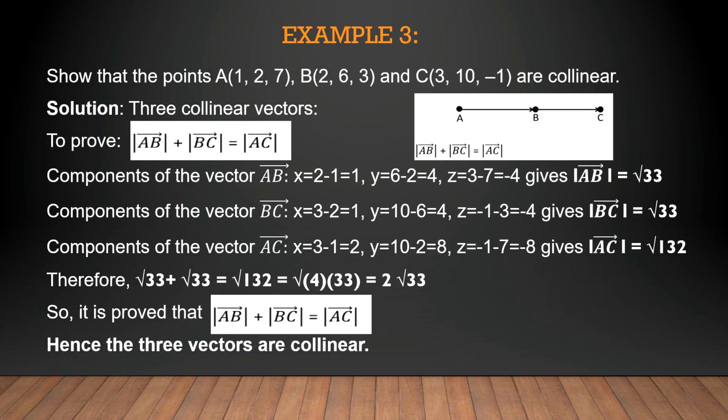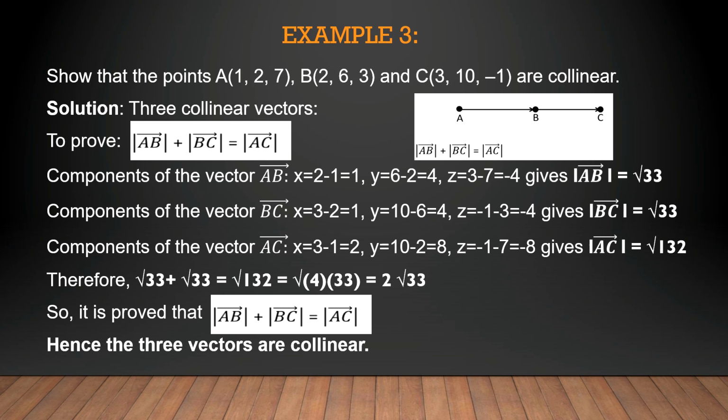In the next example, we will show that the given 3 points are collinear. How will we show that the three vectors are collinear? If magnitude of AB plus magnitude of BC is equal to magnitude of AC, as I have shown in the diagram, then the 3 points A, B, C will be collinear. So very simple, just find the vector AB, vector BC, vector AC, correct? And then find its magnitude.